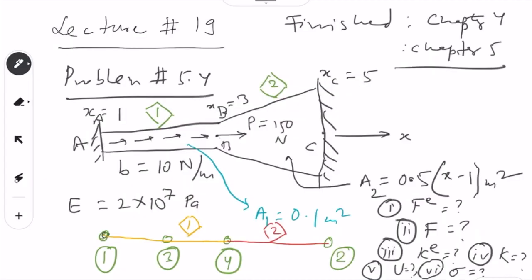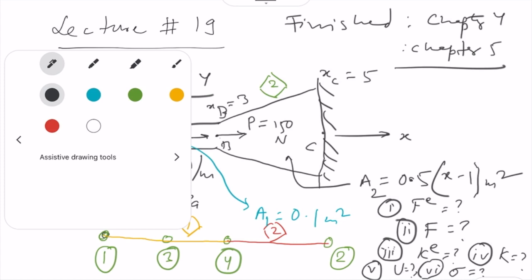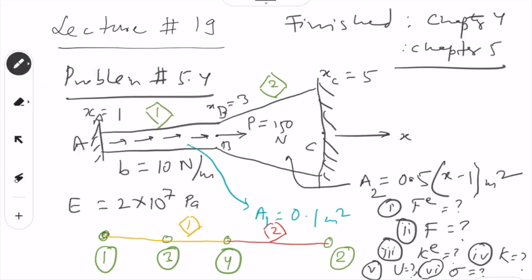Hello students, this is lecture number 20, which is about solving problem number 5.4. In the last lecture, number 19, we solved just half of it. The problem is like this.